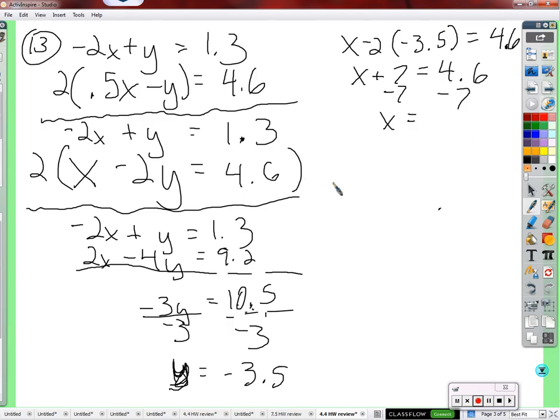Take a little break and I'll wait for a minute. 4.6 minus 7 is negative 2.4. And that's it. Thanks. Negative 2.4, negative 3.5. Glad Aiden caught that. I'm not sure how long that would have taken. Missing it every time.